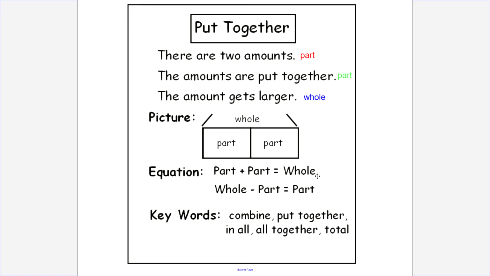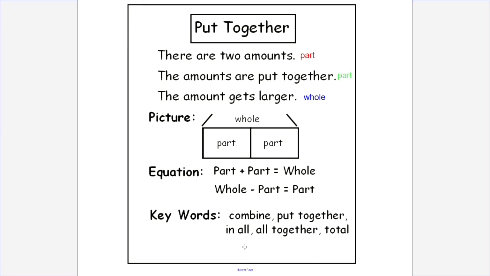If the whole is missing in a put together problem, you'll add because part plus part equals whole. If a part is missing, you'll subtract because whole minus part equals part. Today, we are only going to solve put together problems that have a missing whole. So today, we will add to solve all of the problems that we do because part plus part equals whole.